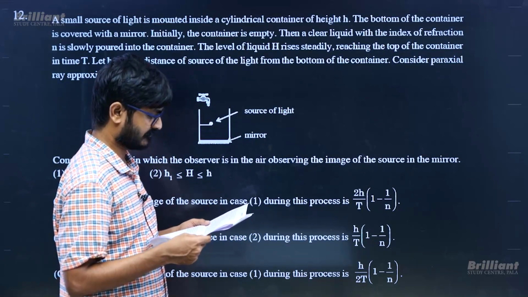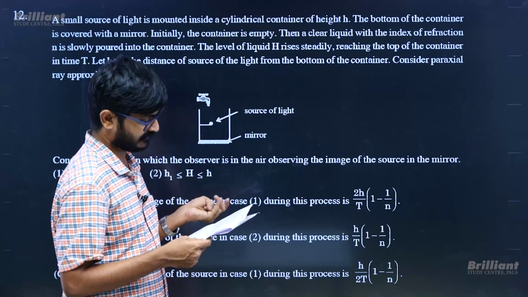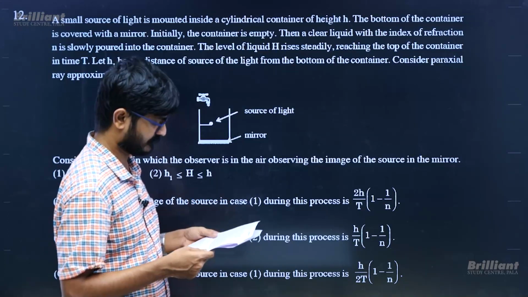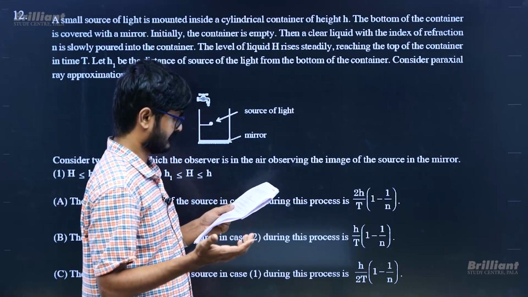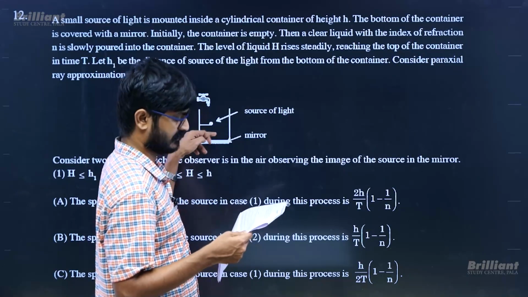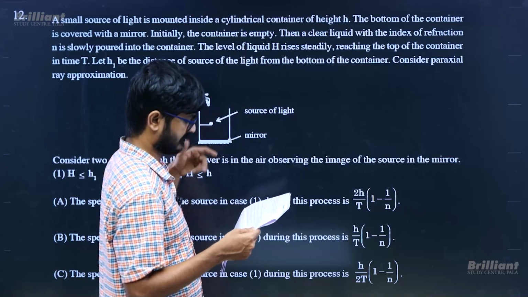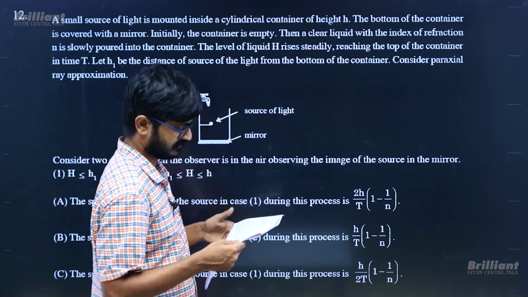Let h1 be the distance of the source of light from the bottom of the container. Consider paraxial approximation. So the first case is when the liquid level is below the source. The second case is when the liquid level is above the source but has not crossed the top.